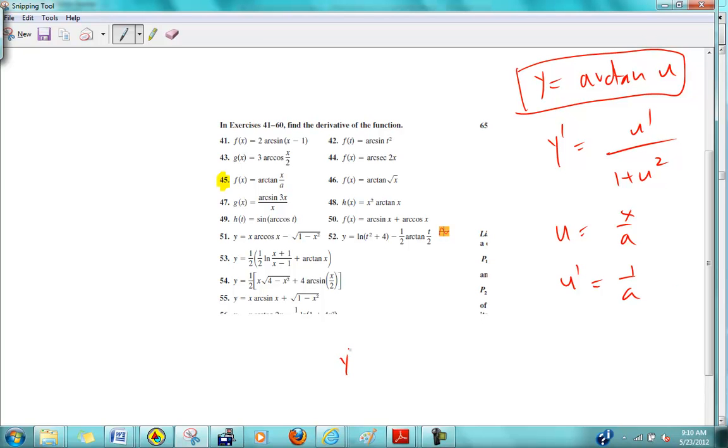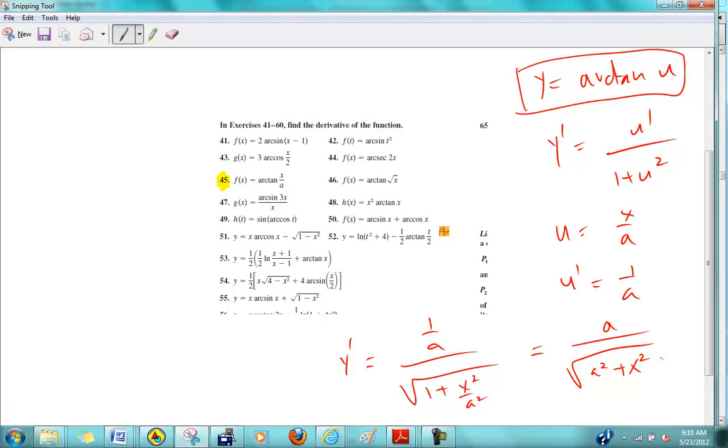Okay, so then y prime is equal to 1 over a over square root of 1 plus x squared over a squared. And you simplify this and you get a over square root of a squared plus x squared. All right, I've skipped a step there, just one step, but it's really an algebra 0 step.